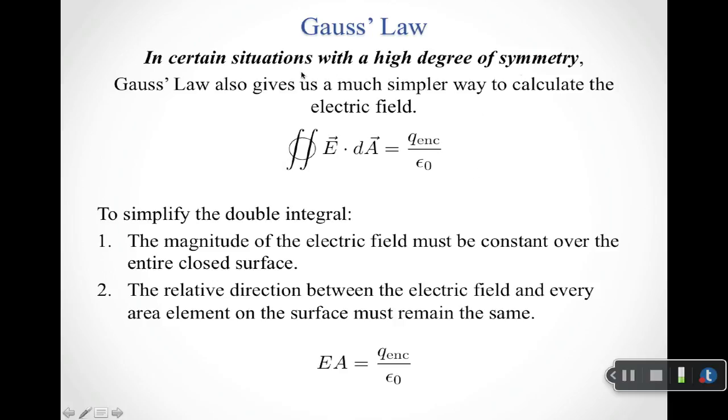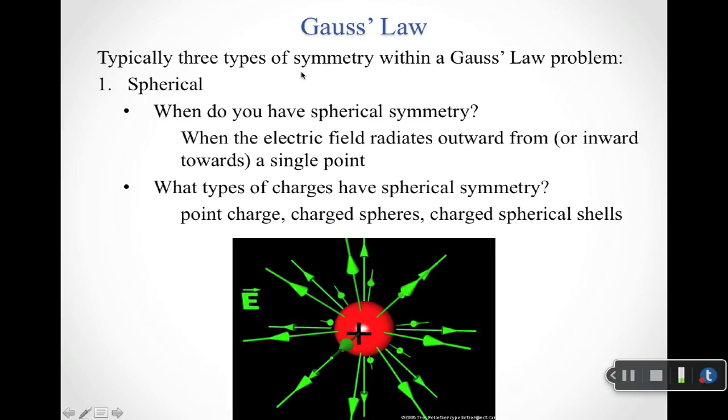Now, what are these certain situations? Well, there's basically three types of symmetry that we're going to end up dealing with in Gauss's law problems. The first one is spherical symmetry. So you've got spherical symmetry when your electric field either radiates outward from a single point or inward towards a single point. So in this case, because I have basically a positive spherical charge, I've got an electric field that radiates outward away from the center of that point.